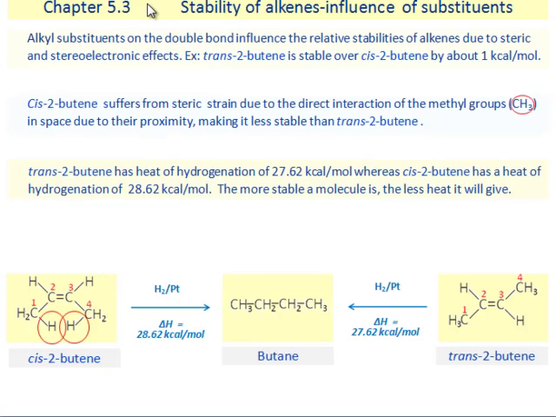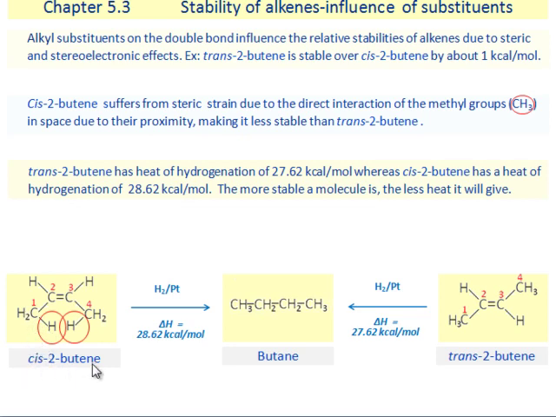Stability of alkenes. Influence of substituents. Alkyl substituents on the double bond influence the relative stabilities of alkenes due to steric and stereoelectronic factors. Example: trans-2-butene is more stable than cis-2-butene by about 1 kilocalorie per mole.